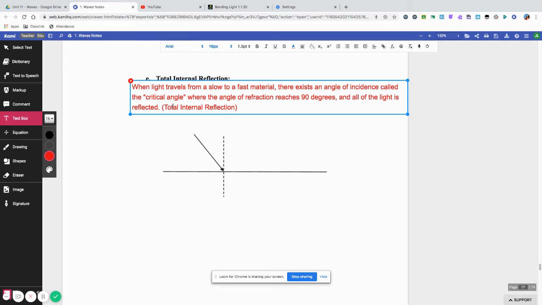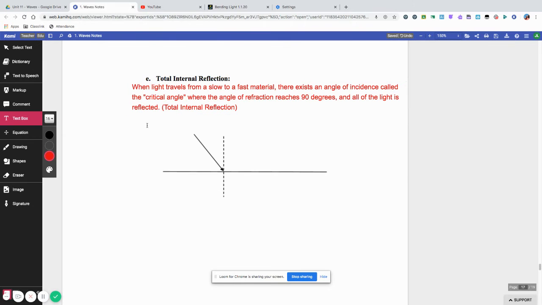All right, and so here's our example. We are going to say that this up here is water. N is 1.33. And this down here is air. N is 1. And we're going to ask the question, what is the critical angle? And to do it, we're going to use Snell's law.